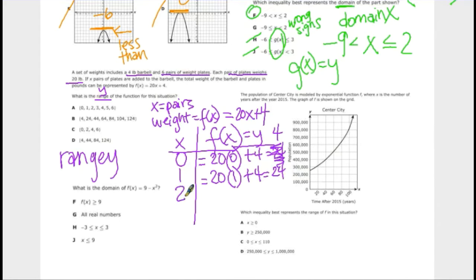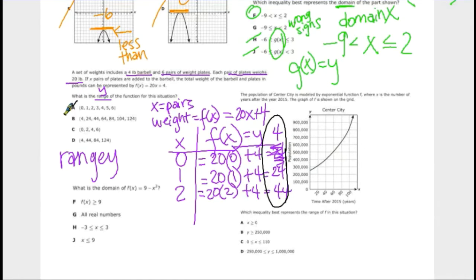Okay, 2 pairs of plates would be 20 times 2 plus 4, which would be 20 times 2 is 40, plus 4 is 44. Let's just look at some of the answers. Maybe I don't have to do everything. Just keep in mind, you're doing the range, so the only values I need are going to be these. So let's look. On answer choice A, it says 0, 1, 2, 3, 4, 5, 6. Well, that's actually talking about the domain. So that's not going to work.